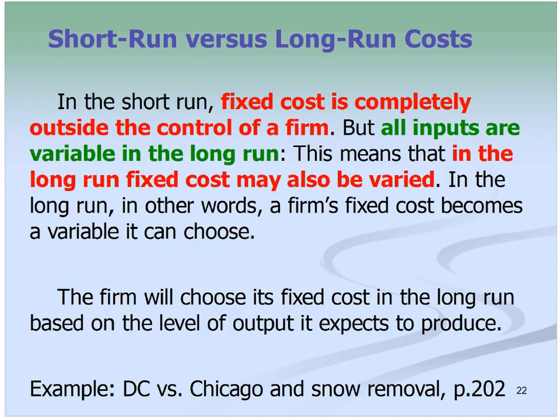So the example that the Krugman text gives here is DC versus Chicago in terms of snow removal. This would have an effect if DC experienced more snow than usual. They would have a fixed cost that is going to hit them pretty hard in the short run, but they can get better equipment in the long run. They can change the budget in order to address better snow removal equipment and have more of an impact.